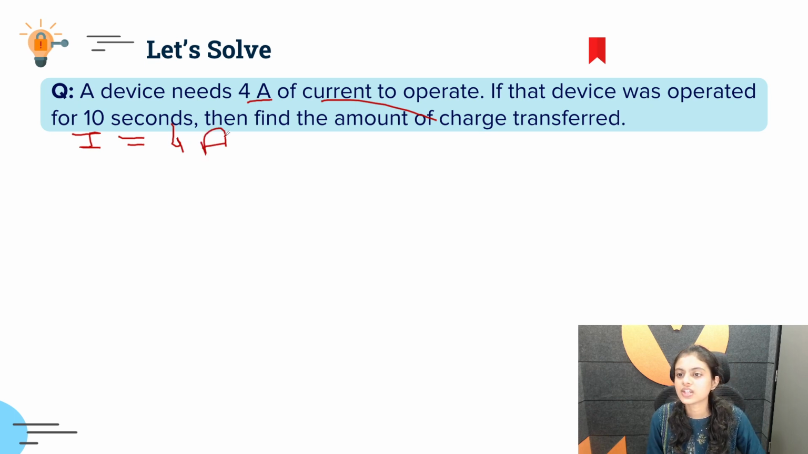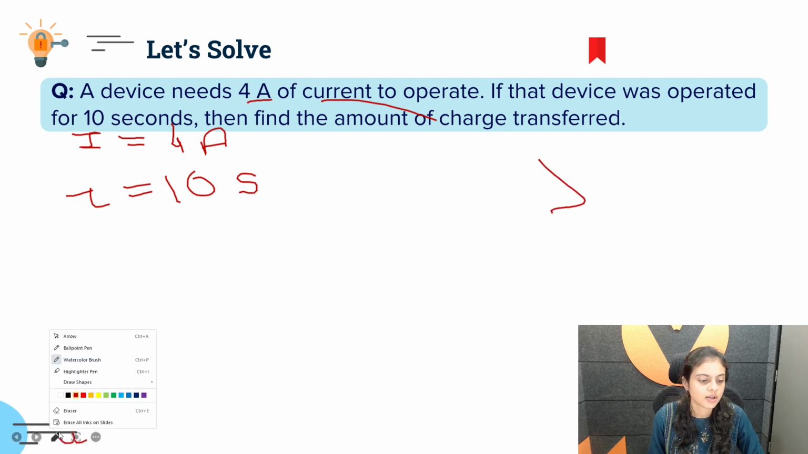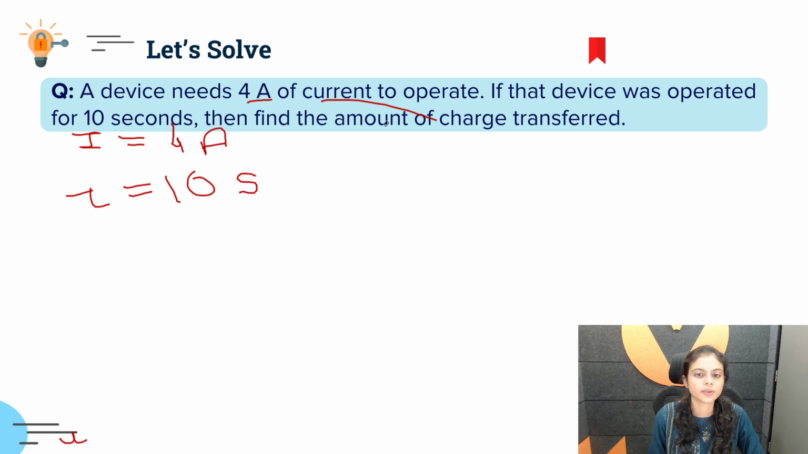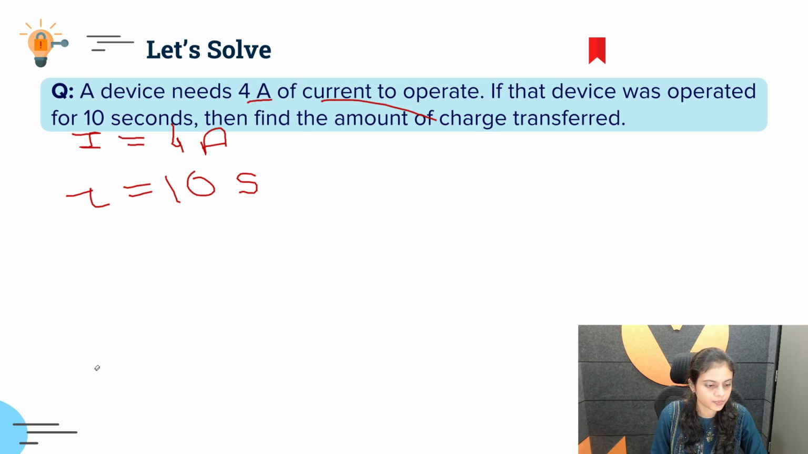Then, if the device is operated for 10 seconds, so they have given a time also. What is this 10 seconds? It's a time. So t is equal to 10 seconds. Find the amount of charge transferred. What have they asked? Find the amount of charge transferred. Okay, let's find it. Which formula will we use? You write down in the comment section which formula we are going to use here. Okay, let me write it.